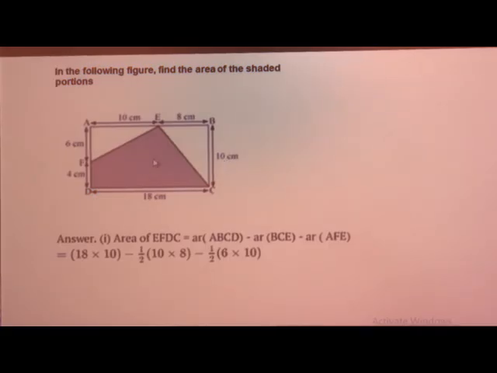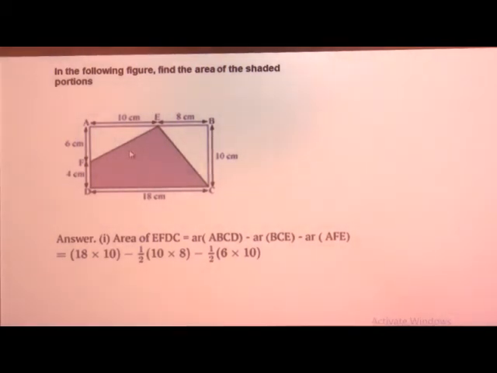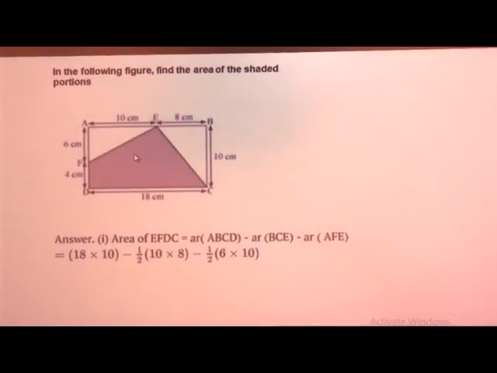Now, to find out the area of a shaded portion, first we have to find out the area of the whole rectangle, subtract the area of a triangle, this one, and the area of the other triangle. So, what will be remaining is nothing but the area of the shaded portion. So, we will see it step by step.